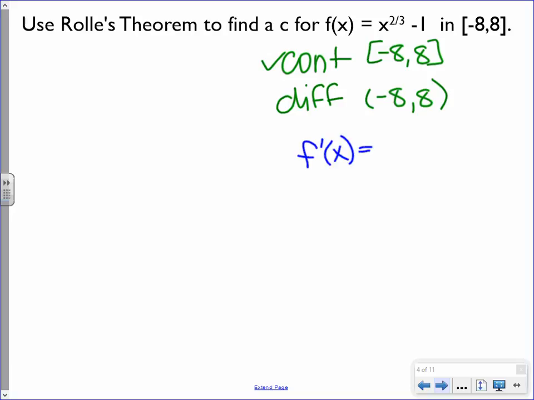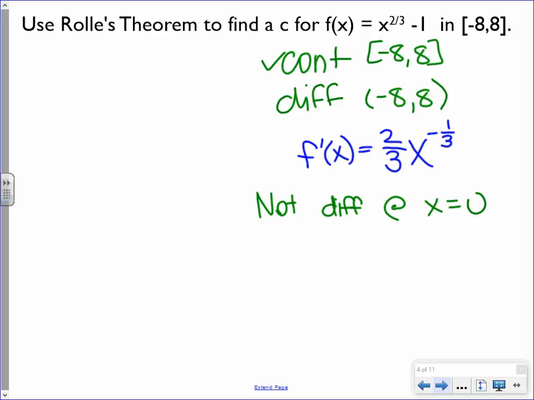What is the derivative? And what's the issue with 2/3 x to the -1/3? X can't be 0, okay? We can't have a 0 in the denominator of our derivative, otherwise it's undefined. So, this is actually not differentiable at x is 0, so we cannot use Rolle's theorem.